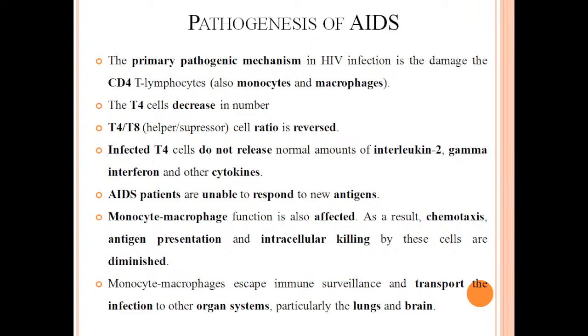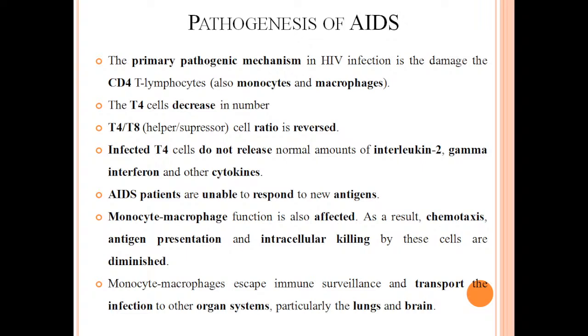Pathogenesis of HIV infection. The primary pathogenic mechanism of HIV infection is damage to the CD4 T lymphocytes. Also, monocytes and macrophages may be infected. The CD4 cells decrease in number, then the CD4 to CD8 ratio, helpers to suppressors, is reversed during infection. Infected CD4 cells don't release a normal amount of interleukin-2, gamma interferon, and other cytokines. You remember that CD4 cells activate CD8 cells and B cells.